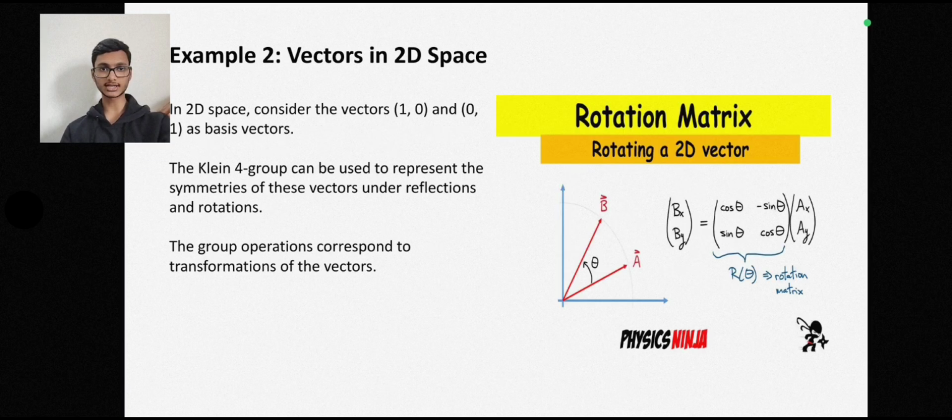Example 2 is vectors in 2D space. On the right side, you can see the diagram of a vector in 2D space. Basically, in 2D space, consider the vectors (1, 0) and (0, 1) as basis vectors. The Klein 4 group can be used to represent the symmetries of these vectors under reflections and rotations. The group operations correspond to transformations of the vectors.